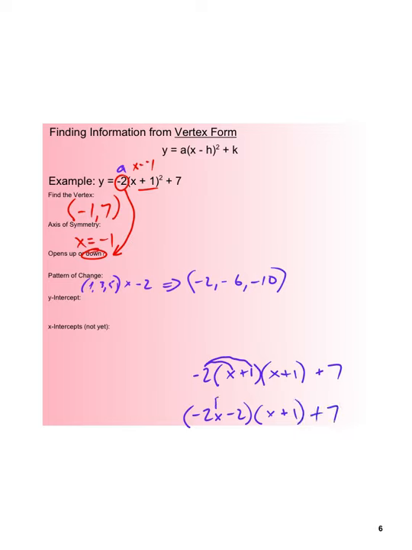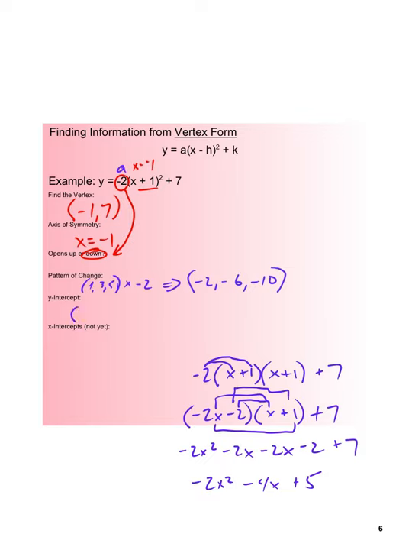Now we'll FOIL. First, -2x times x is -2x squared. Outside, -2x times 1 is just -2x. Inside, -2 times x is -2x. And then last, -2 times 1 is -2. And then we'll add the 7. So that gives us -2x squared minus 4x plus 5. So our y-intercept here is going to be at 5, again, because of that last term. So that's just a second example. Again, we won't focus on the x-intercept at this point, but a second example of that vertex form.